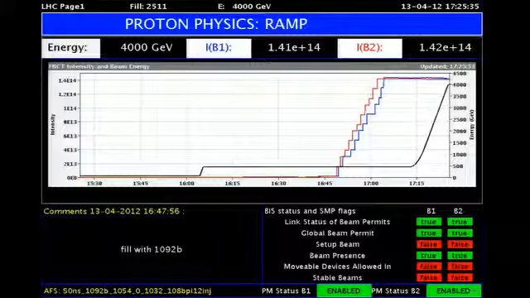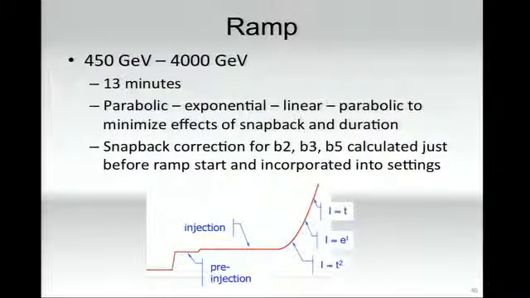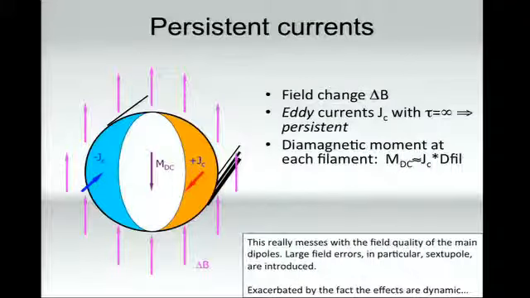So the ramp takes about 13 minutes. We start very slowly with a parabolic exponential running into a linear. This is to minimize the effects of snapback. I'll come to this. And we've got corrections in there for the effects. So I'll go straight to the problem of persistent currents.